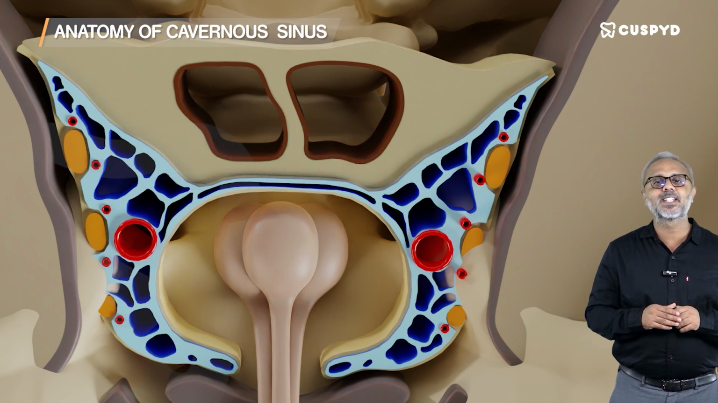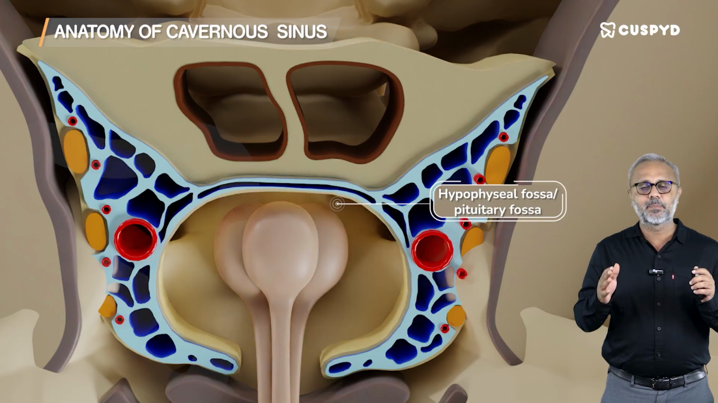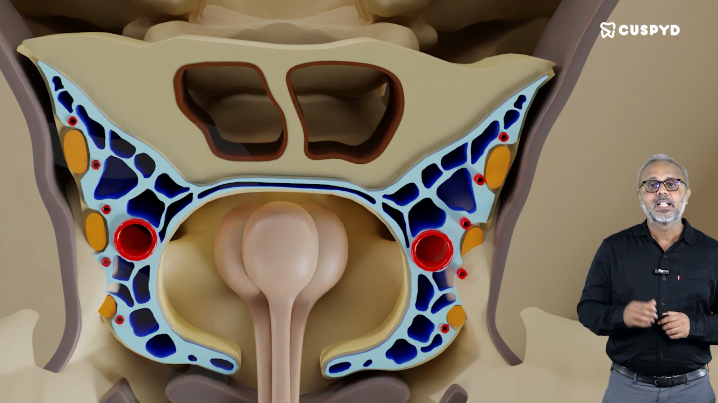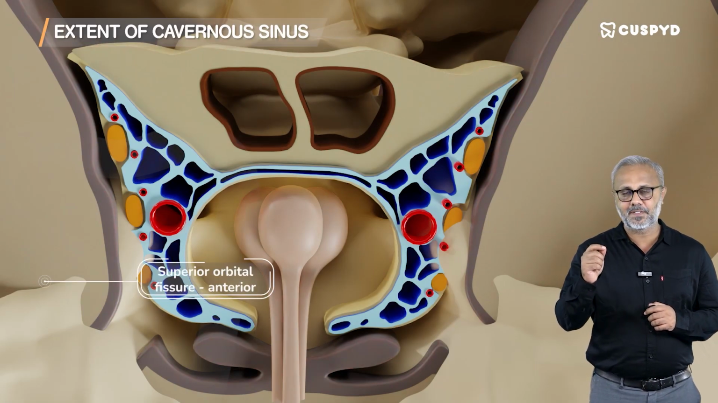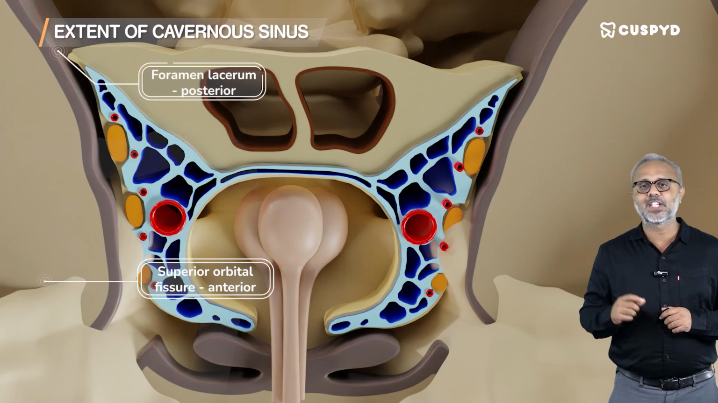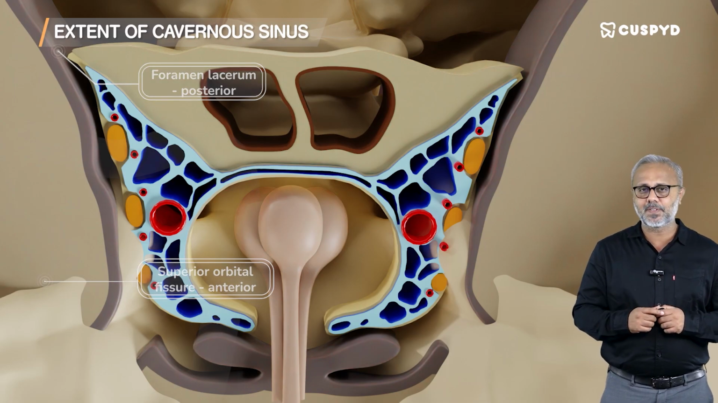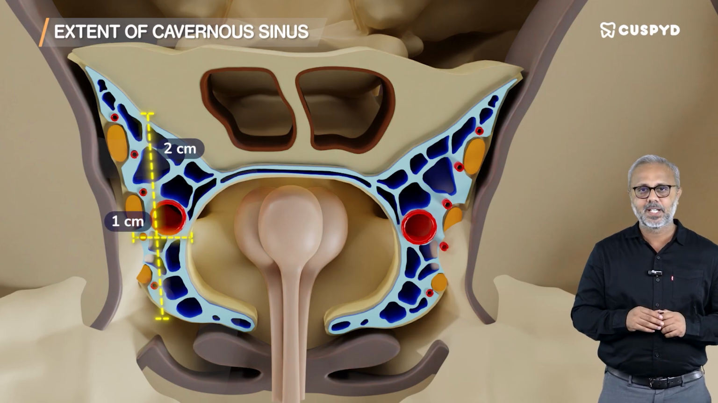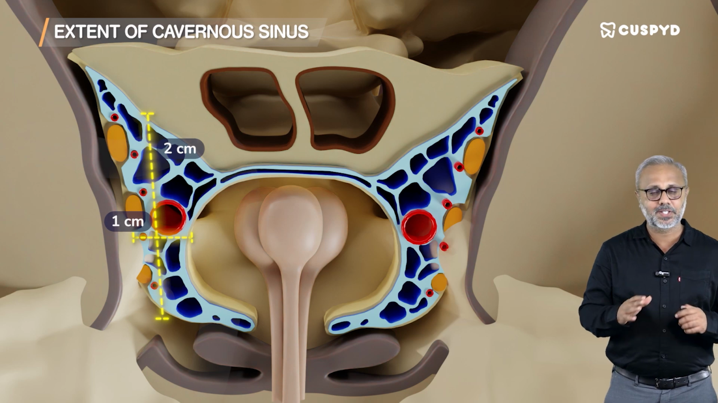The cavernous sinus is located on either side of the hypophyseal fossa or the pituitary fossa, lying close to the carotid artery groove. The cavernous sinus extends from superior orbital fissure in the front till the foramen lacerum behind. This is the extension of the cavernous sinus. The cavernous sinus measures roughly about 2 centimeters in length and 1 centimeter in width. These are some of the basic morphological features of the cavernous sinus.